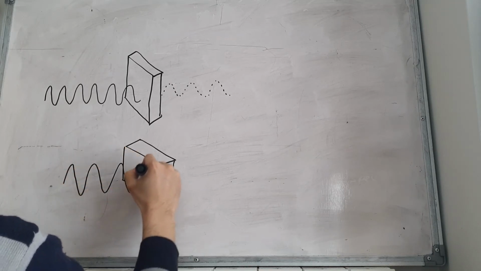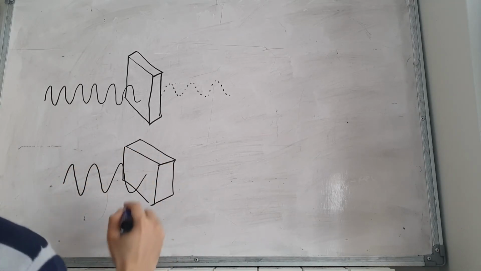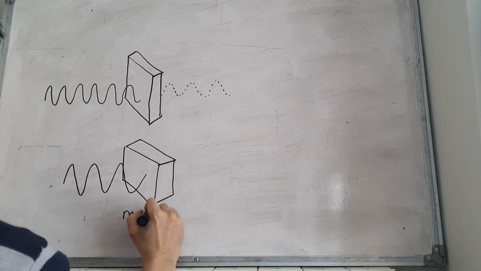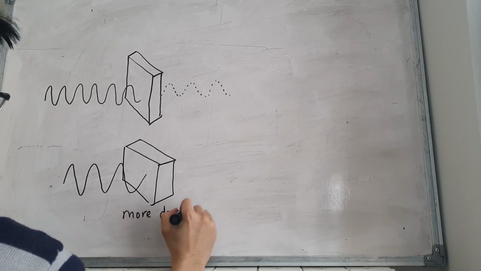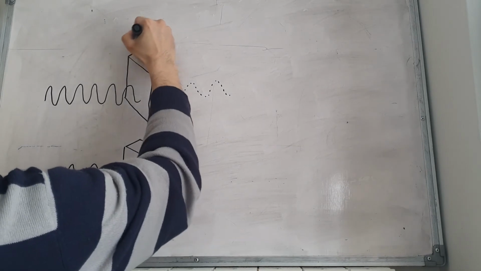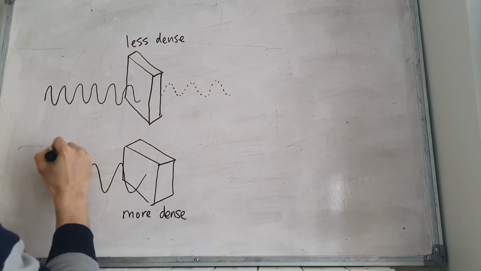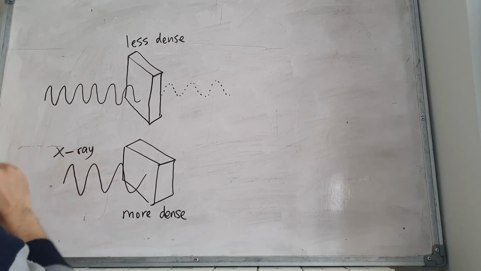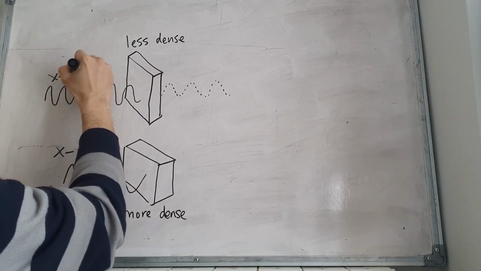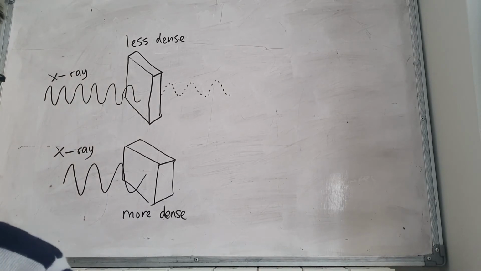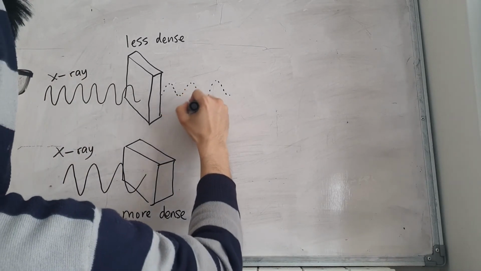So the top one, the attenuation is quite low because some of it gets through. However, the more dense material at the bottom, as the X-ray goes through it, the attenuation is much more, meaning that energy has been lost a lot more. So for example, bone, because bone is more dense than tissue, the X-ray gets absorbed into the bone.